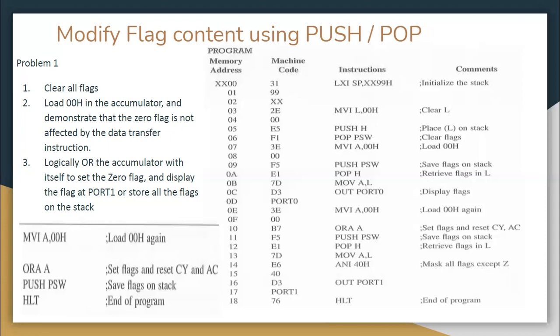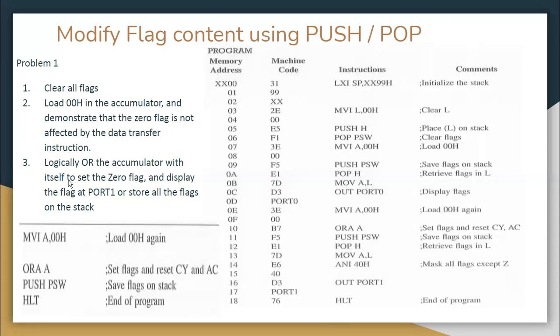The zero bit will be set when the result of any arithmetic or logic operation results in a zero in the accumulator. So we are going to demo that data transfer, where we are doing only movement, is not going to affect the flag register. That's what we are going to see here.